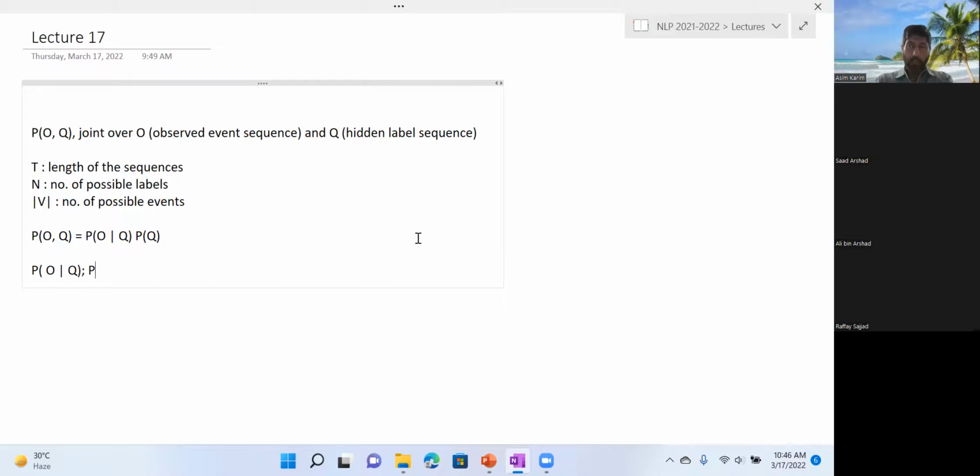And then, of course, the second one is probability of Q. So what is this? This is the prior probability of sequences of labels that appear for any given problem. Let's say for POS tagging, this is a sequence of tags that are correctly used in English. And for any of these, probability of Q is also written as probability of Q1 to QT. Okay? So it's a sequence. So this sequence is important.